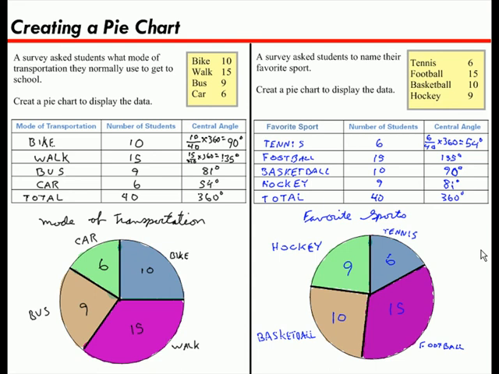And here you are. We found that the angles were 54, 135, 90 for basketball, 81 for hockey, and they all add up to 360 degrees, which is good. And then our pie chart looks like this. We have all the labels, and we have a title, favorite sports, and we put the numbers for each wedge.